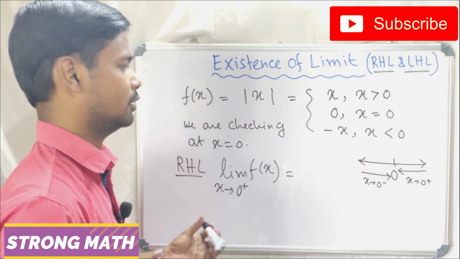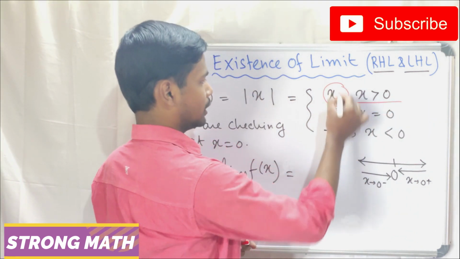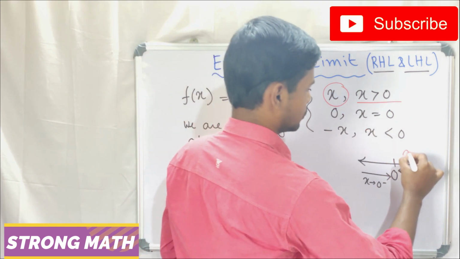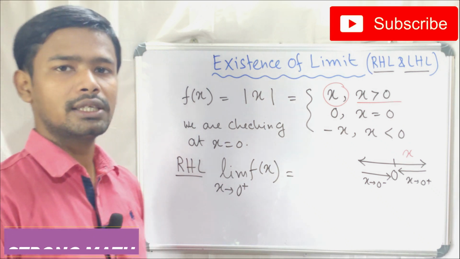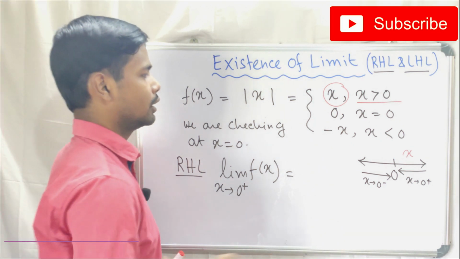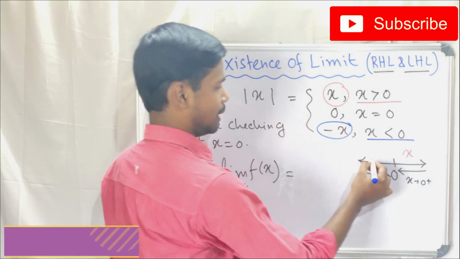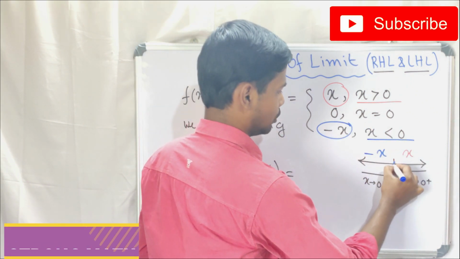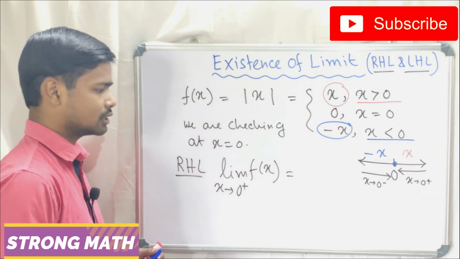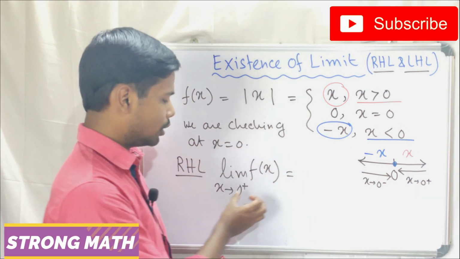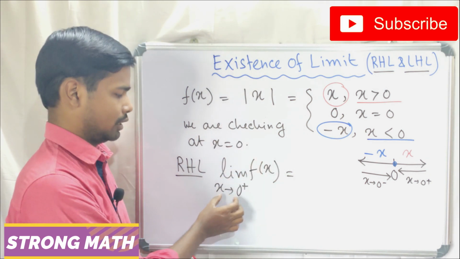Now look at the function. When x is greater than 0, the value of the function is x. So from the right hand side towards 0, the value of the function is x. Now when x is approaching from the left hand side towards 0, the value of the function is minus x. And at 0, the value is 0. So we have to consider the function according to the side of the point.